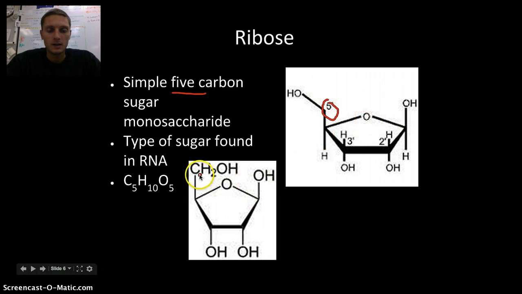Here's another diagram showing us our carbon arrangement in our ribose molecule. One of the key things is it's found in RNA. This is the type of sugar found in RNA. DNA has deoxyribose. In RNA, we just have ribose. So that's one of its key uses or functions. And its chemical equation is C5H10O5. It's a little bit different than glucose.